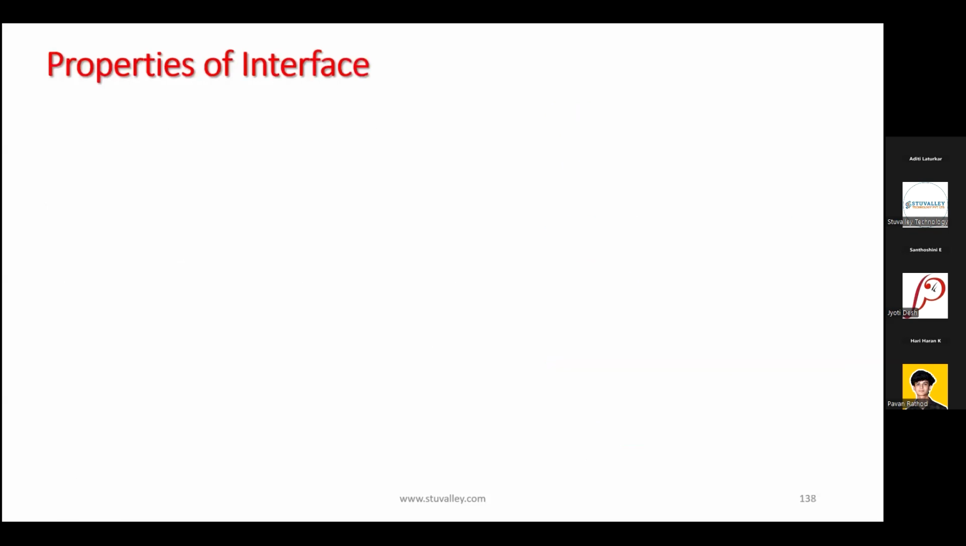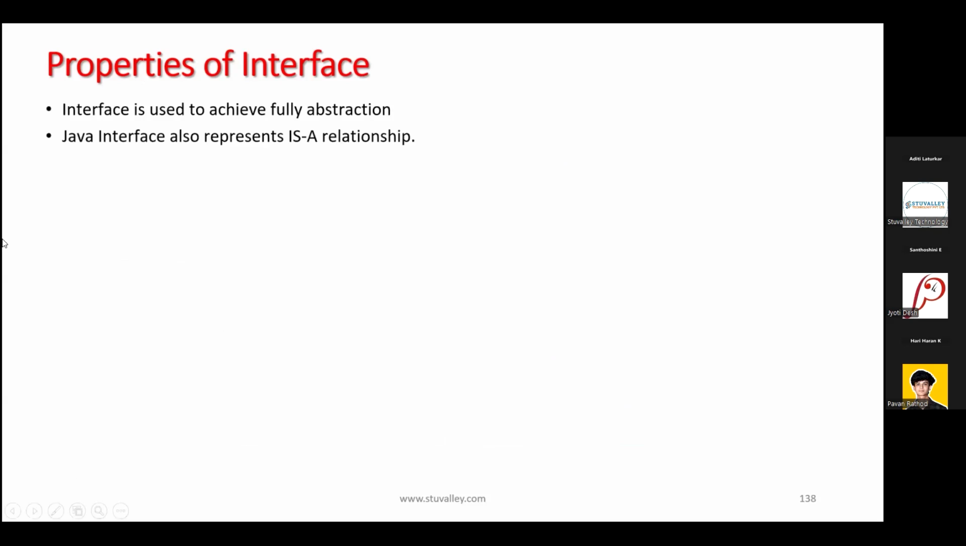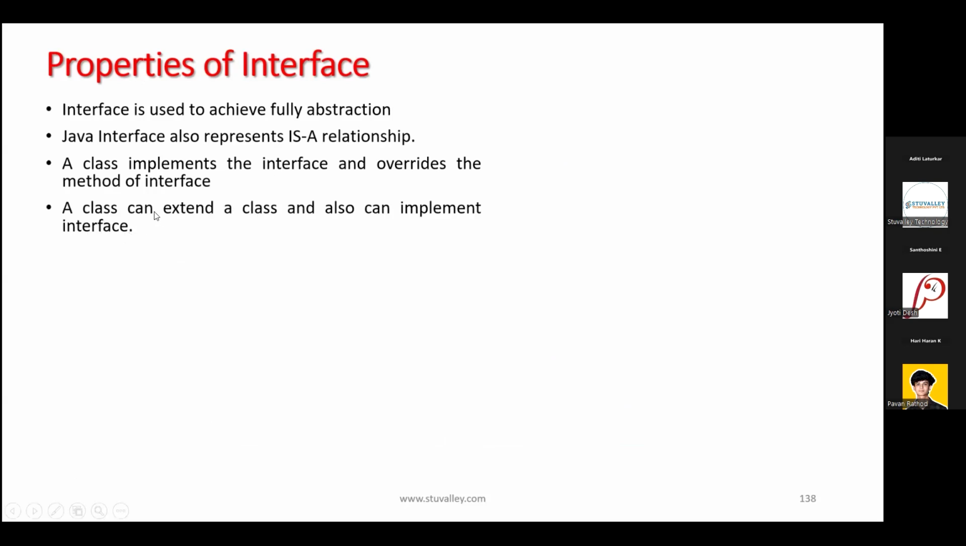Okay. Next point is properties of an interface. An interface is used to achieve full abstraction. A Java interface also represents an is-a relationship. We have seen the is-a relationship in inheritance. It is also an is-a relationship. A class implements the interface and overrides the methods of the interface. That we have also seen through an example. A class can extend a class and also implement an interface. That we will see through this example.